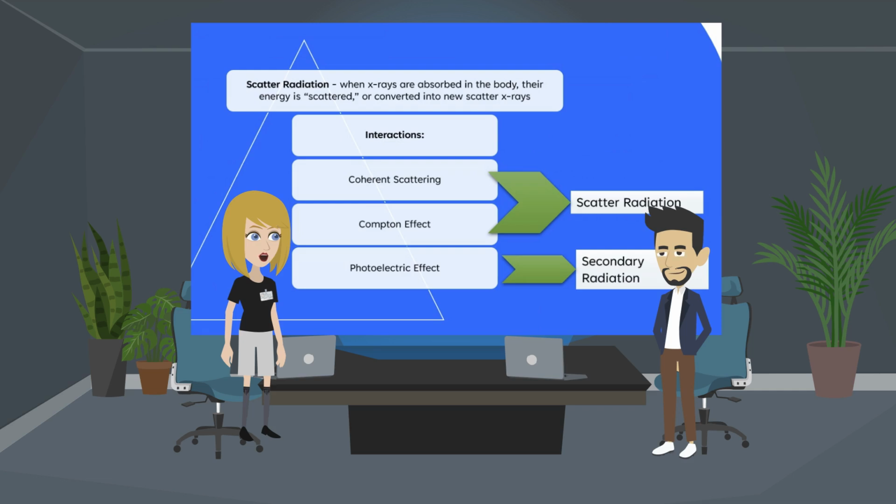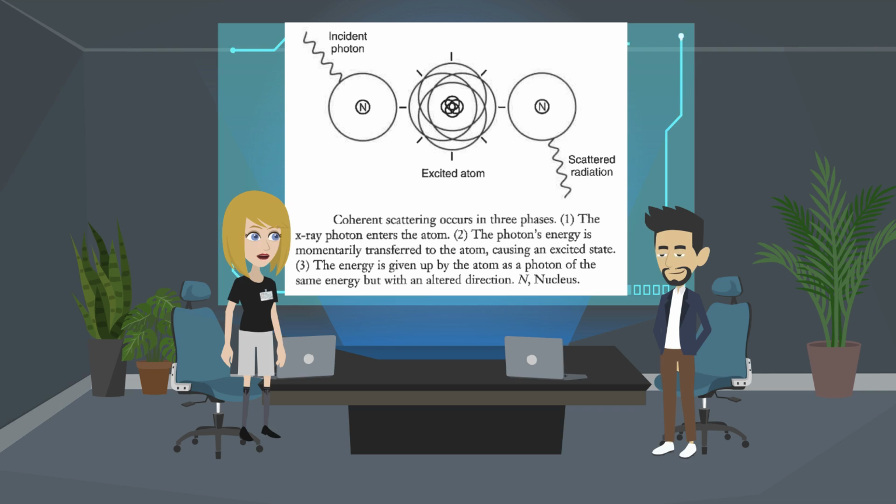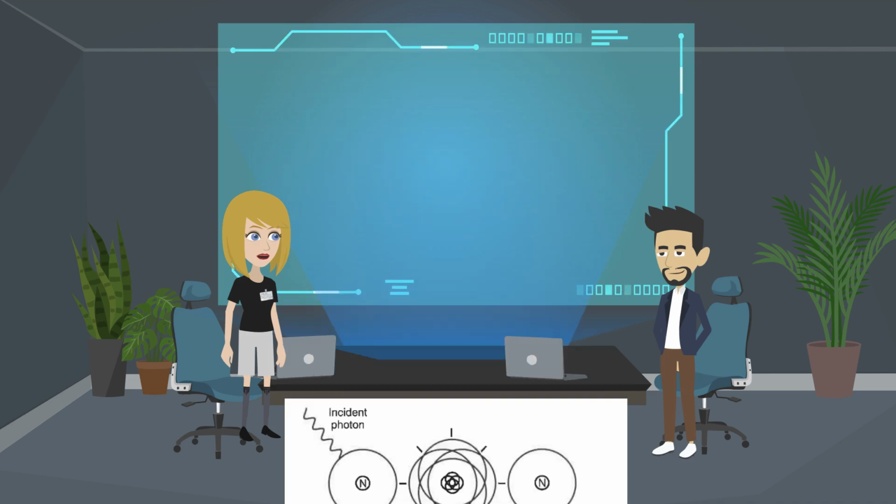Because coherent scattering occurs in very low energy ranges and outside the usual range for diagnostic imaging, this interaction has no significance to our daily work. It is mentioned here only to demonstrate that at very low kilovolts peak, kVp, levels, there is an interaction in the body.